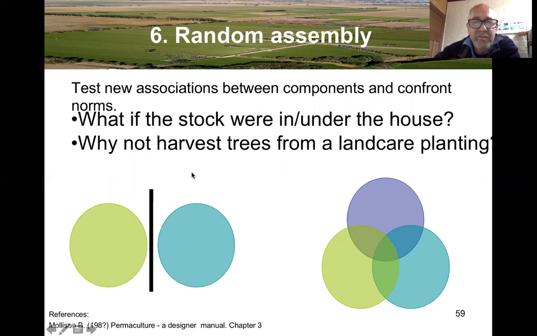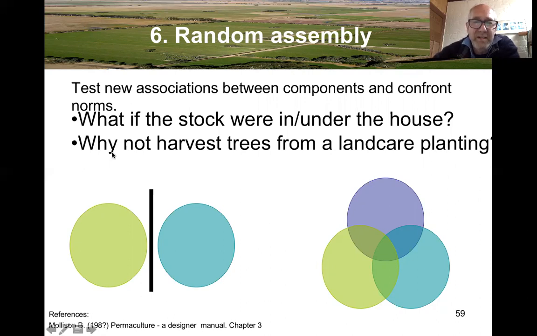If you want conservation and you want production, should you put them close together or far apart? If you've got chickens and vegetables, do you want them close together or further apart? How do you actually separate or overlap them in some way? And that's essentially asking the question.